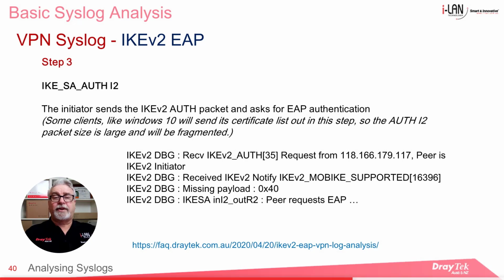The next entry in the syslog is IKE_SA_auth. Here the initiator sends the IKEv2 auth packet and asks for EAP authentication. We should note that some clients like Windows 10 will send its certificate list out in this step, so the auth12 packet size is large and will be fragmented.